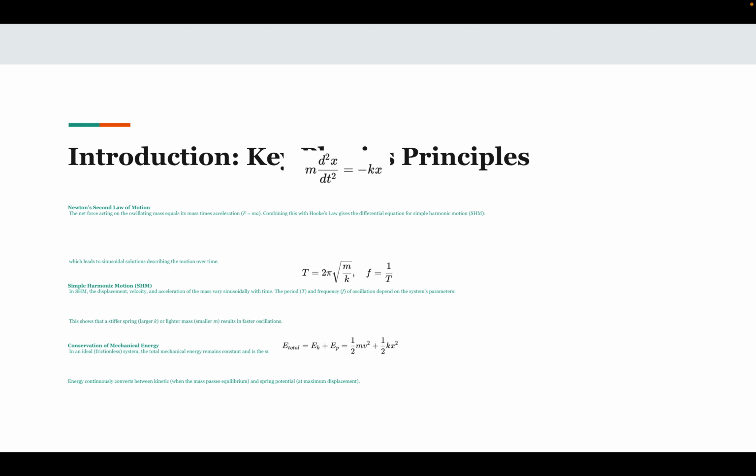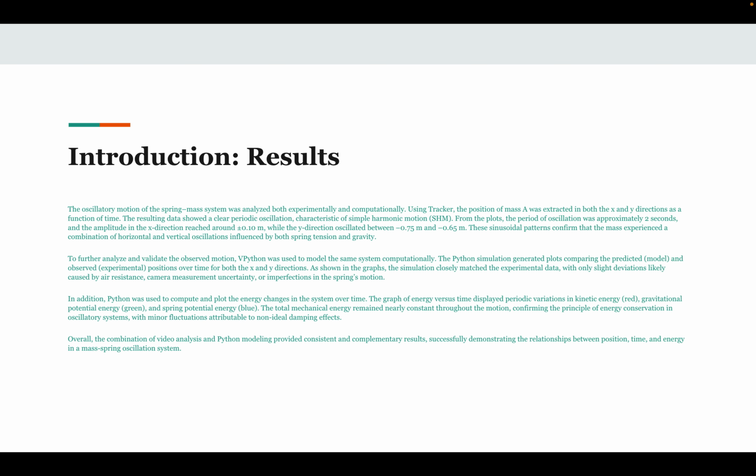The conservation of mechanical energy. So an ideal frictionless system. We assume there's no friction really in this system because it is a spring. So E total equals the kinetic energy plus potential energy, which is just 1/2 mass times velocity squared, plus 1/2 k times displacement squared.